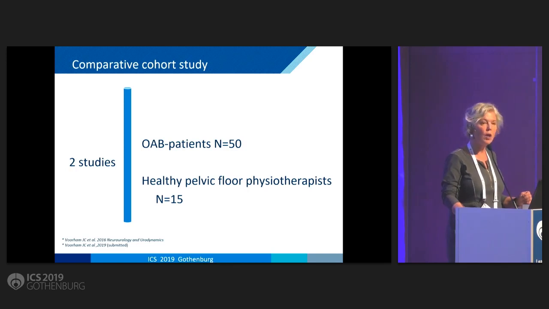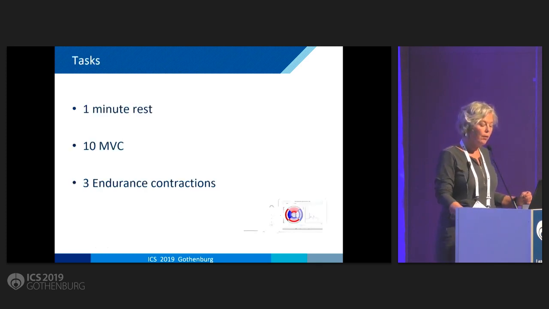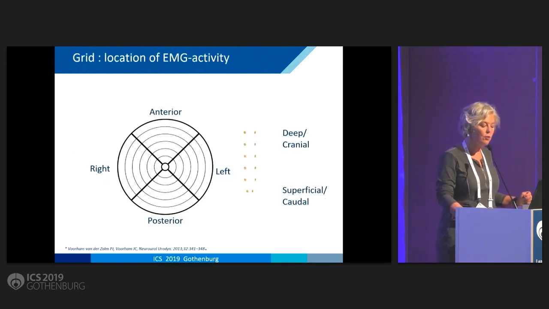Two studies were used: a randomized controlled trial, which included 15 OAB patients, and a cohort study of co-contractions, which included 15 healthy pelvic floor physiotherapists. We compared 3 tasks: 1 minute rest, 10 maximum voluntary contractions, and 3 endurance contractions. For EMG registration, we used a unipolar maple probe with 24 electrodes divided over the anterior, posterior, right and left side, located superficial to deep.